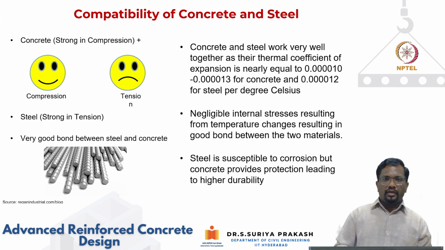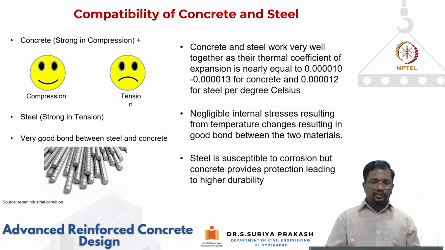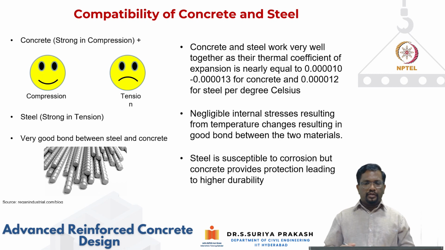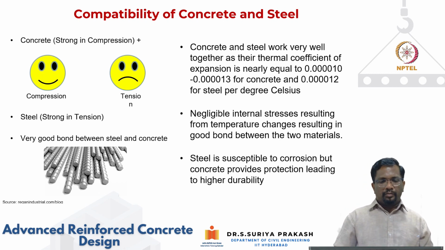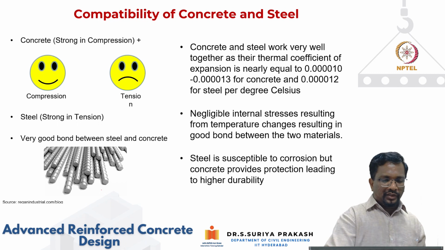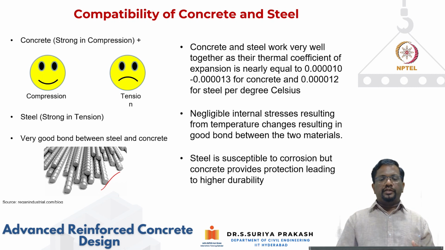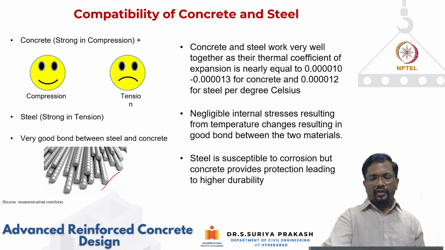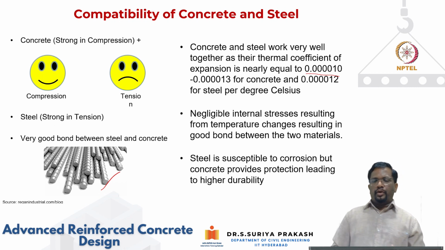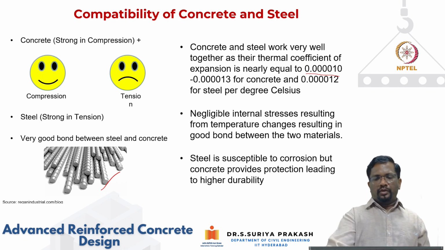So we talked about advantages as well as the disadvantages. As we have explained, concrete is strong in compression, steel is strong in tension. So basically, we make use of the good properties of both these different materials and create a new structural material, which is reinforced concrete. One advantage of why steel and concrete work very well together is their thermal coefficient of expansion is nearly the same. For example, for concrete, it varies from 0.000010, and for steel, it is 0.000012. So, nearly they are the same.